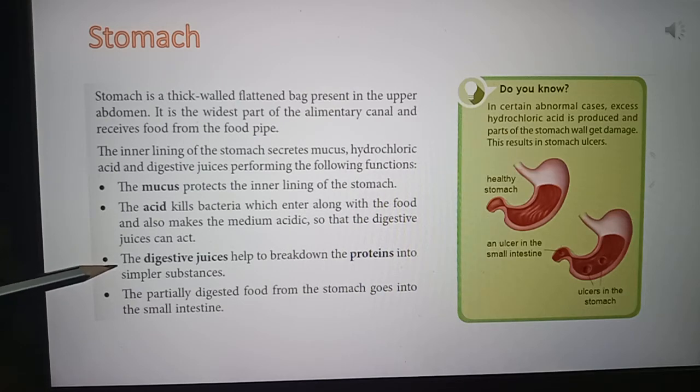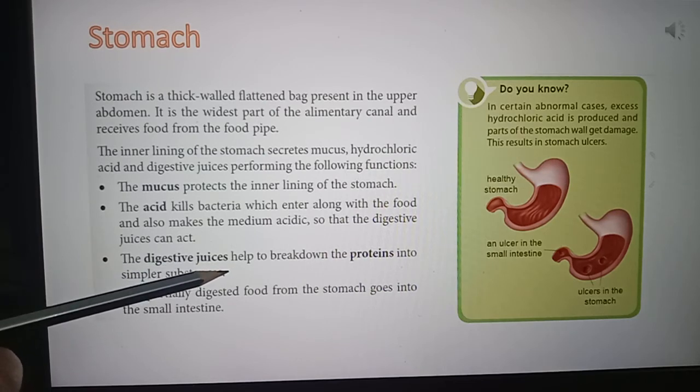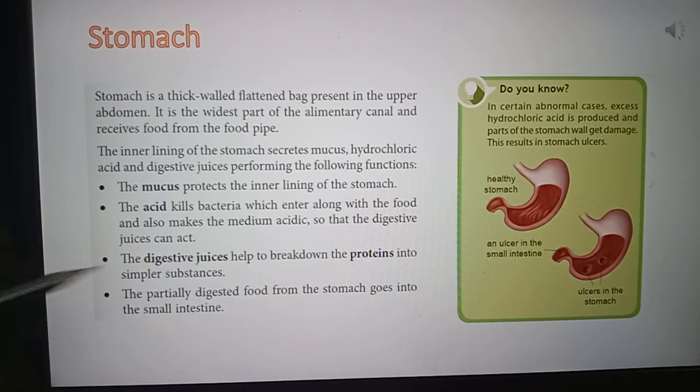The third substance is the digestive juice. Now, what is the function of digestive juice? The digestive juice helps in breaking down the protein into simpler substances. Okay? The food which is having protein, this protein is broken down by the digestive juice into a simple form.